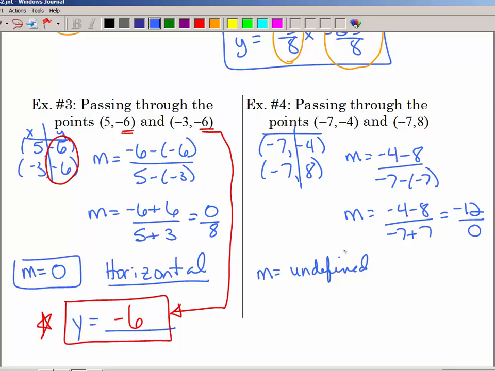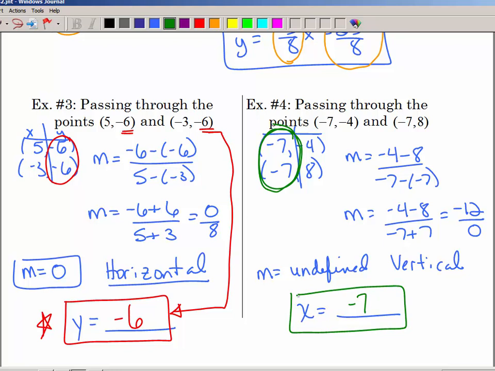I need to know that undefined slope means a vertical line, and equations of vertical lines are always x equals some number. Well, what number would that be? Look here. It's the same x value. In fact, that's what makes it a vertical line. That's our answer. So once again, if you recognize that the x values are the same, you can bypass all of this and just write down your answer. I would encourage that.